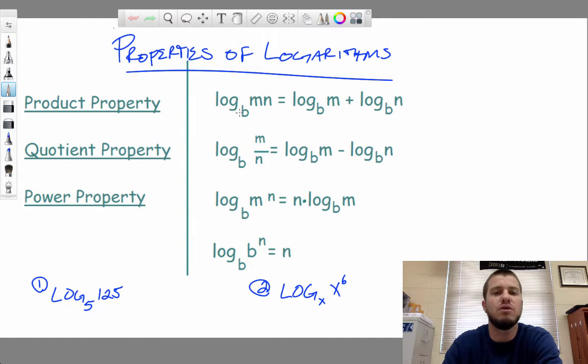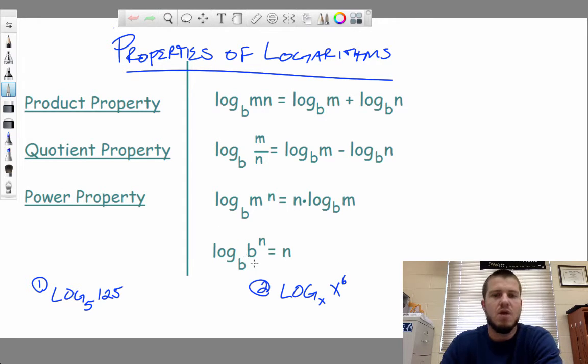Now, for all of these rules to work, the bases have to be the same, and the base stays the same all the way through. So when they're multiplying, you separate them into two separate logs with addition. When two are being divided inside of a log, you can separate them into two separate logs using subtraction. And when you have a power inside of a log, meaning a number being raised to an exponent, you can move that exponent out in front and it's being multiplied with that log there.